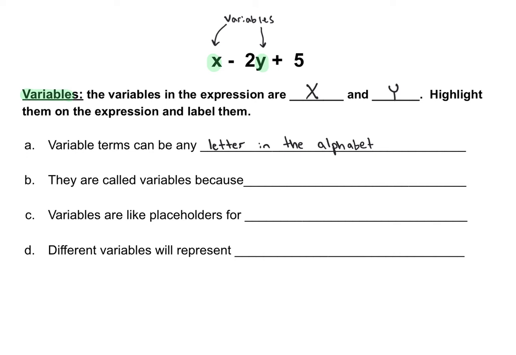And variables are called variables because they vary, because they change. And this will often depend on the situation. But variables are also like placeholders for numbers that we just don't know. And typically, if you see two different variables, like in this case we have an x and a y, those different variables will each represent a different value.